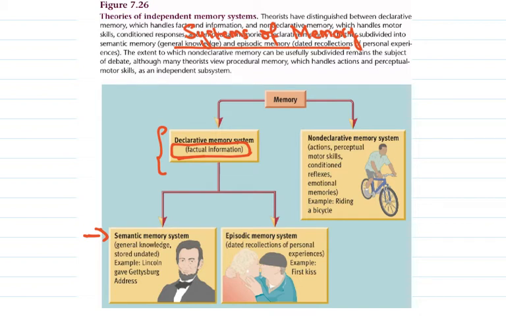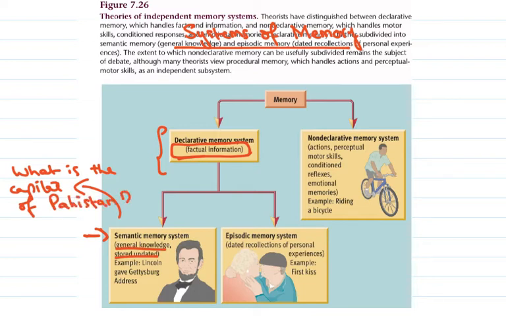This is basically where you have general knowledge. So for example, questions such as what is the capital of Pakistan. Everything that you can declare is part of declarative memory, and everything that relates to general knowledge is part of the semantic memory system of declarative memory. So what is the capital of Pakistan? For example, who was the first prime minister or governor general of Pakistan?